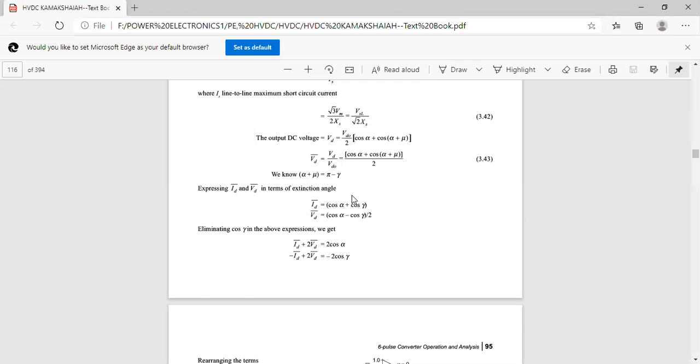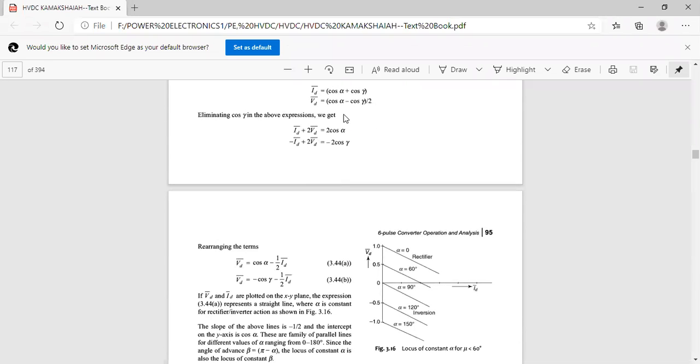Next, from equations 1 and 2, if you substitute this condition in equations 1 and 2, we will get equations 3 and 4. Now bring this 2 to this side, 2VD. Add equations 3 and 4, you will get this. Subtract equation 4 minus 3, you will get this equation. Now this equation is completely alpha. This equation is completely gamma. What we have done, we have eliminated the overlapping angle from the above equations. This equation is the rectifier equation, this equation is the inverter equation.